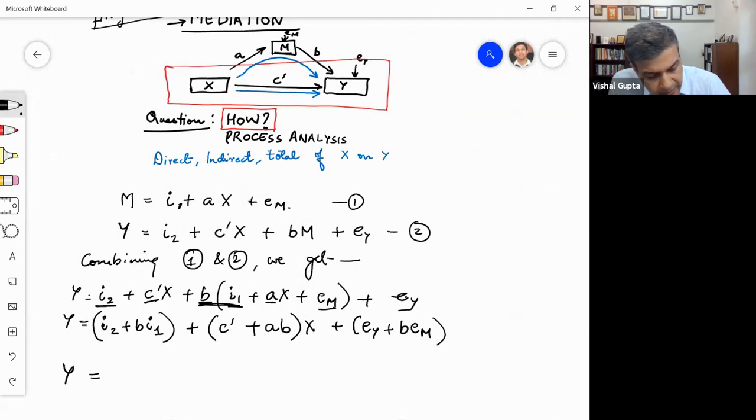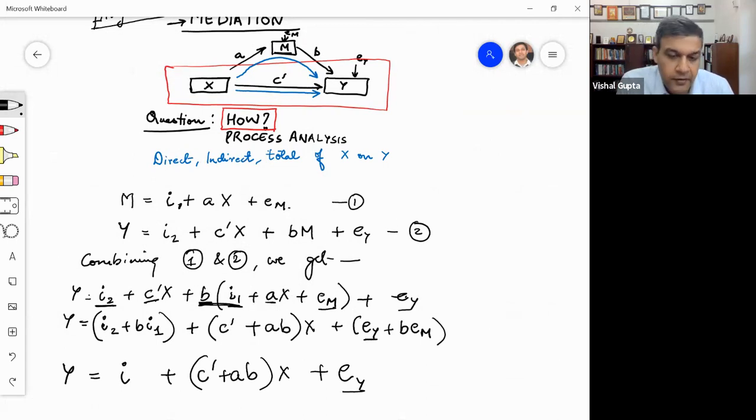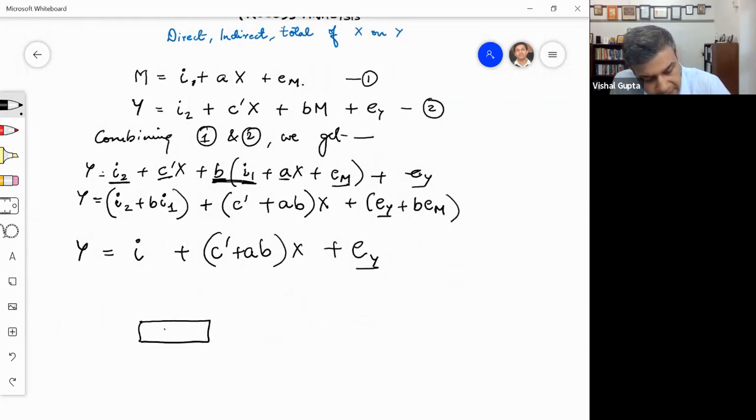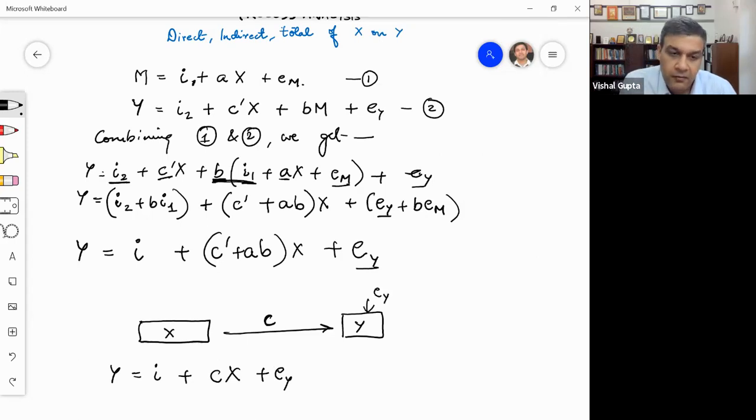So I can write this equation as some constant I plus C dash plus AB times X plus a residual. Let's call it E of Y. Again, this E of Y would be different from the earlier E of Y, just for notation. Now if we were to do a similar regression between just X and Y, if I was interested in just looking at how X is related to Y, let's call this path coefficient C. I will get Y is equal to I plus C X plus E of Y, some residual associated with Y.